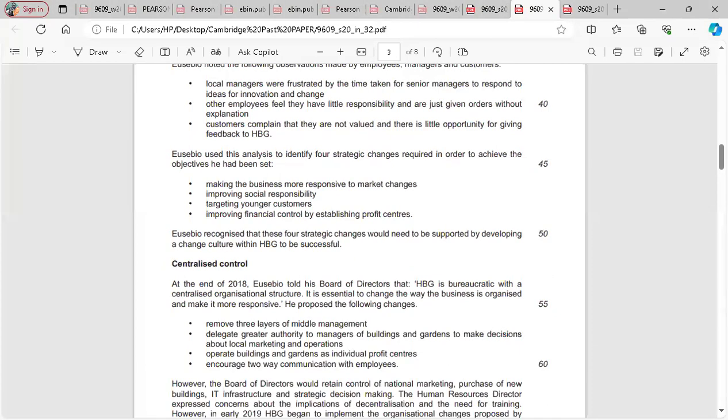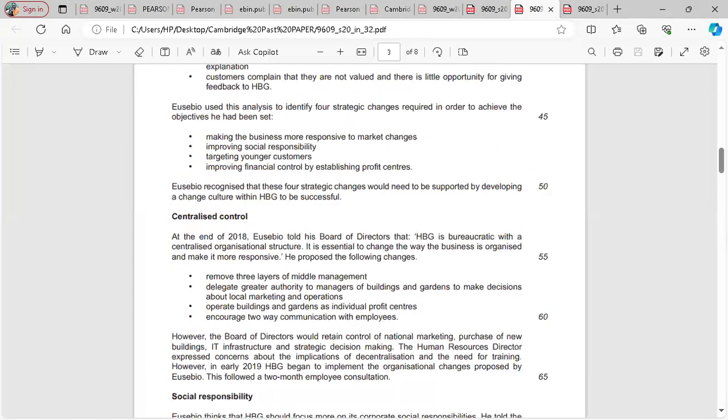Centralized control. At the end of 2018, Eusebio told his board of directors that HBG is bureaucratic with a centralized organizational structure. It is essential to change the way the business is organized and make it more responsive. He proposed the following changes again. Remove 3 layers of middle management. When you remove layers of management, it means you are delayering. We call it delayering. That's the point there. Do you get my point?